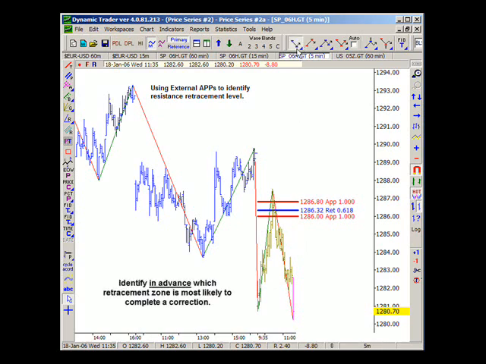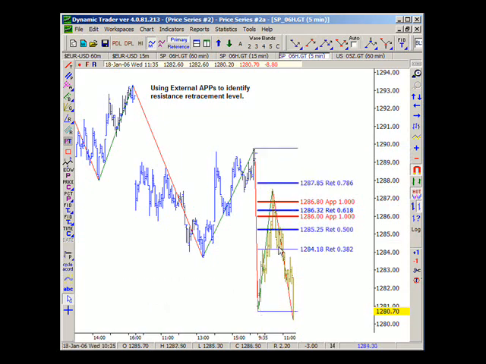Now, I'm going to put the other retracements back on the chart just so we can see where they were. And of course, we were already above the 38. And here was the 50 that, when we began this example, was just a little bit above it. And here's the 78.6%. But we identified in advance that right around this 100% alternate price projection and 62% retracement had the highest probability of being resistance. Not all the way up at the 78.6%, not down here.